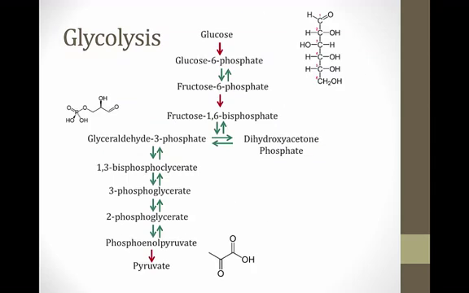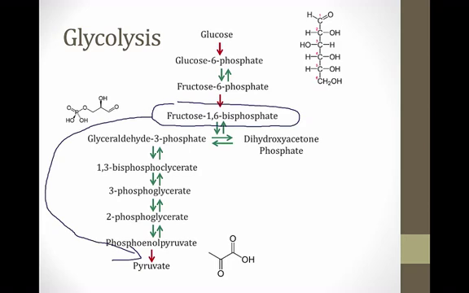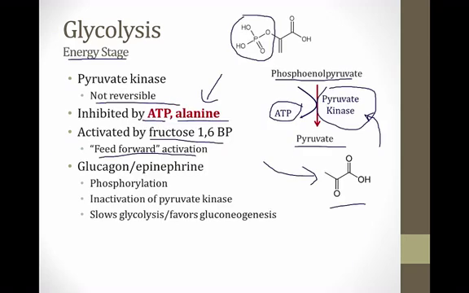If we go back to our overview of glycolysis, this is where fructose 1,6-bisphosphate occurs, and it can feed forward and activate this final step to keep molecules moving in this direction through glycolysis. The hormones glucagon and epinephrine can affect this step. They can phosphorylate pyruvate kinase. This leads to inactivation of pyruvate kinase, and this slows glycolysis and favors gluconeogenesis.